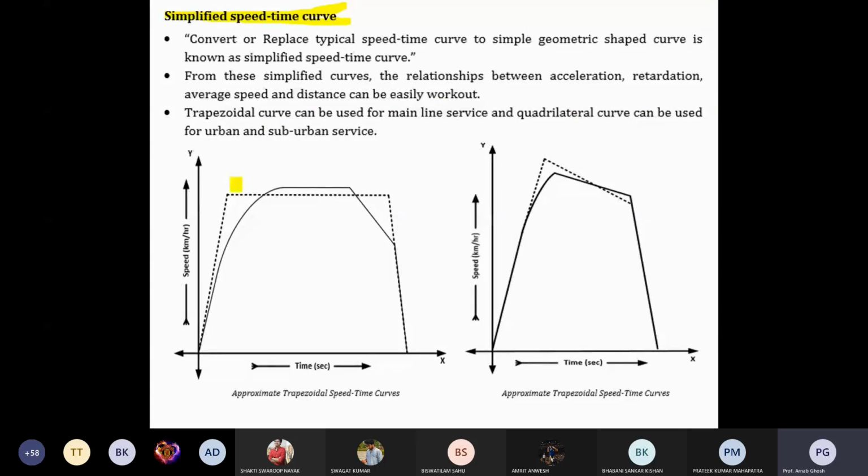Okay, so converting or replacing the typical speed time curve with a simple geometric shape curve is known as the simplified speed time curve. What is the motivation of this simplified speed time curve? From these simplified curves, the relationship between the acceleration, retardation, average speed and the distance can be easily worked out. So I am telling you about the numerical problem, meaning calculation of the distance. You can do that.